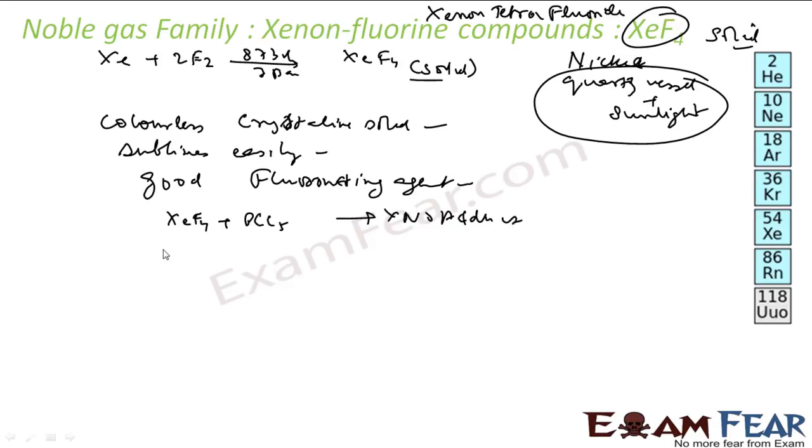Okay, it reacts with water. So if we have XeF4, it will actually react with water at a little higher speed as compared to XeF2, that is xenon difluoride. So it will give you xenon trioxide, hydrogen fluoride and oxygen.